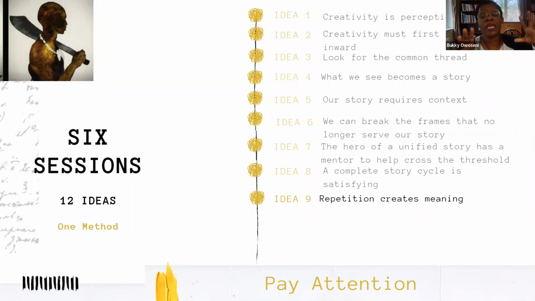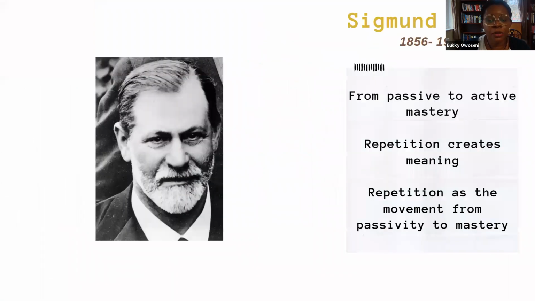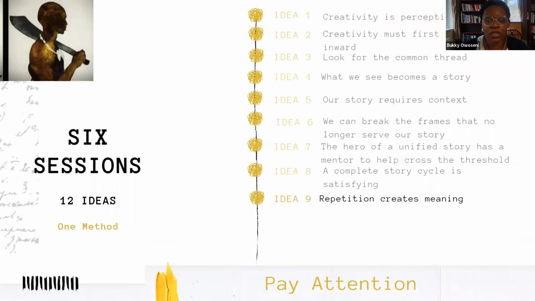And being able to see that these stories are quite similar and there's repetition here, then you begin to have some idea of meaning. And then, as Freud says, there is the beginning of an idea of moving from passivity to active mastery. We can't control everything. So many things are out of our hands, but some things are within our hands. And having an idea of what is and what isn't actually helps to move things forward.